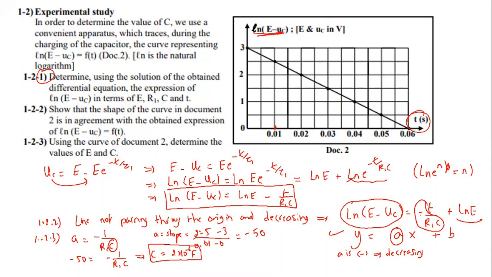But we still have to find E. In order to find E, I can take any time, for example T equals 0. So at T equals 0, what do we have? This is the equation: ln of E minus UC is equal to 3. At T equals 0, I have 3 equals 0 plus ln E, which means ln E is equal to 3. This means if I do the exponential on the calculator, I get that E equals 20 volts.